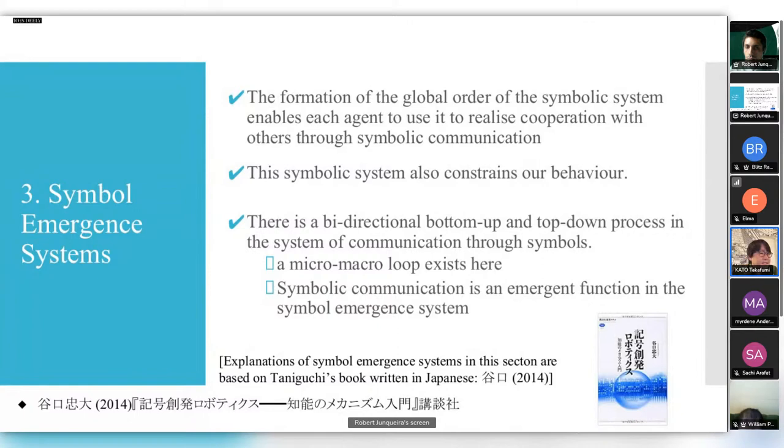The symbol emergence system is an emergence system in which we are inevitably embedded in order to realize the capacity for symbolic and linguistic communication of humans. We humans can be said to have formed a symbol emergence system in order to realize symbolic communication. Or we can say that symbolic communication is an emergent function in the symbol emergence system.